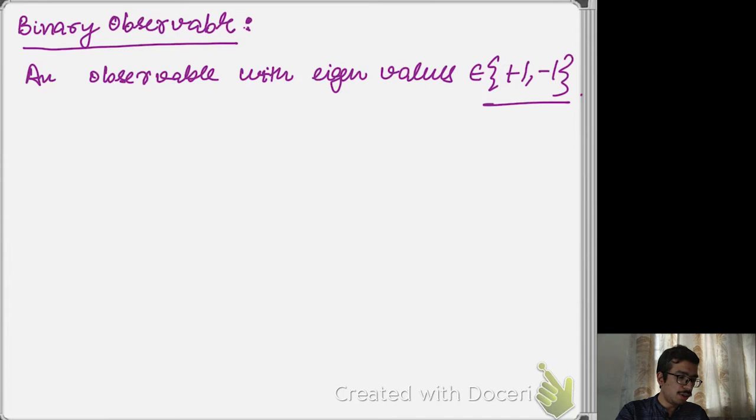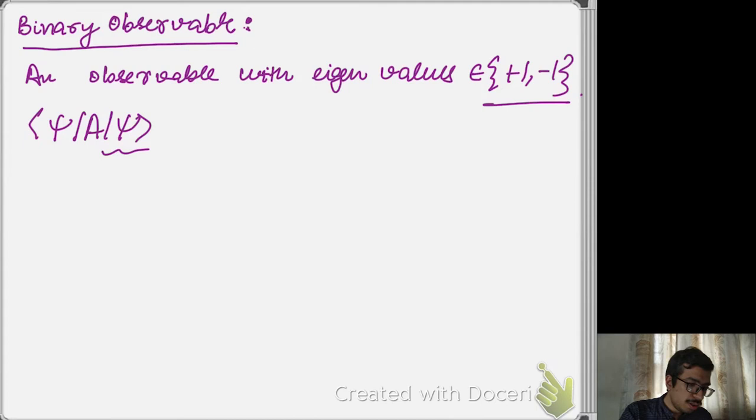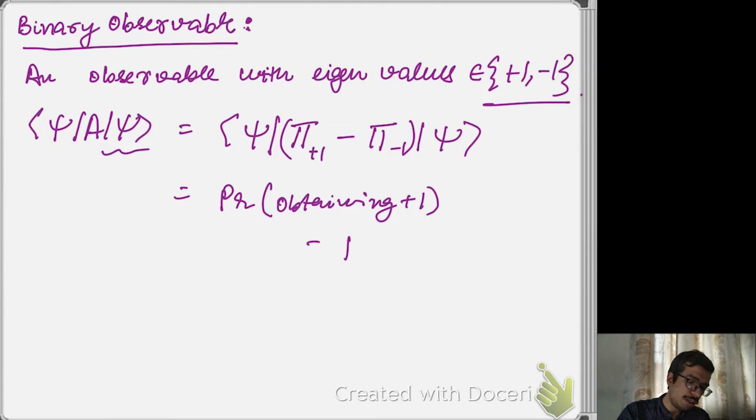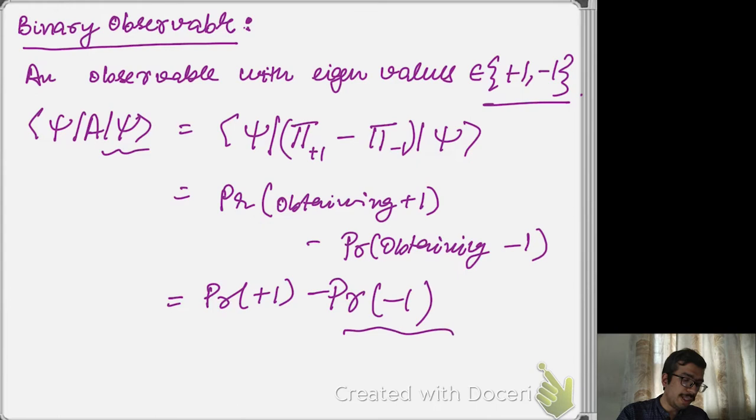So for such an observable, we can check that for any unit vector psi, psi A psi will be equal to psi times (pi_plus1 minus pi_minus1) psi, which equals the probability of obtaining plus 1 minus the probability of obtaining minus 1. I can write it in a more terse form as probability plus 1 minus probability minus 1. This happens to be the bias of the observable.